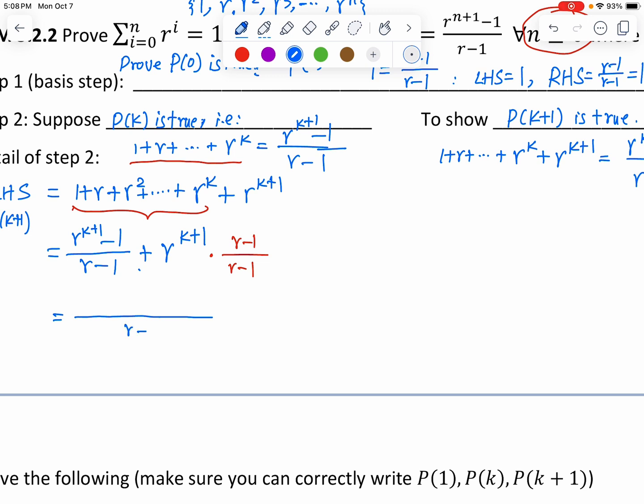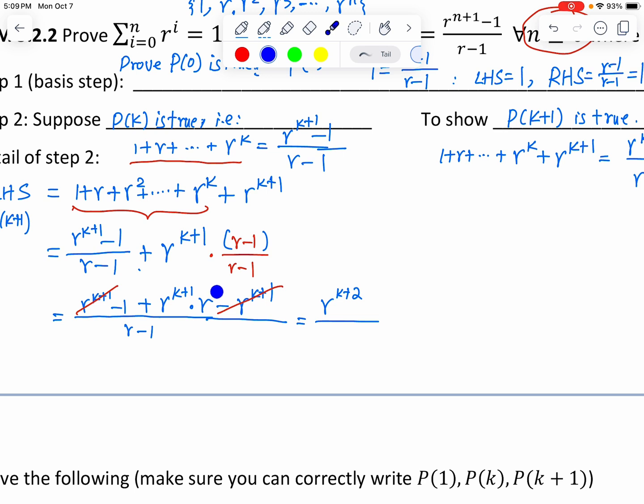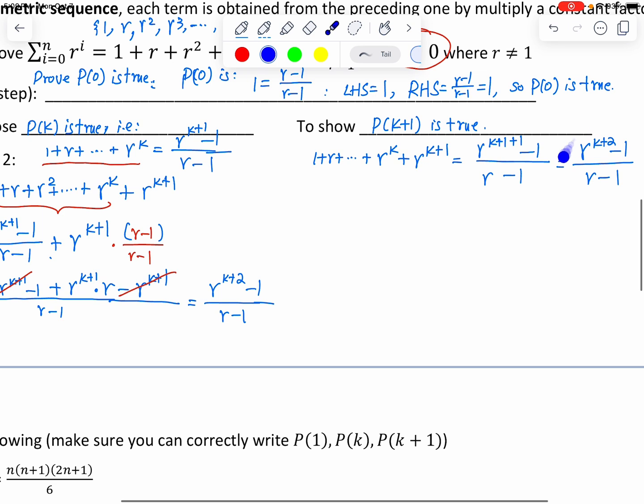So now I can actually combine, right? R minus 1 on the bottom. The top I have r to the k plus 1 minus 1 plus, let's multiply this out, distributing r minus 1 over r and 1, right? So let's expand it. It's going to be r to the k plus 1 times r, minus r to the k plus 1. Do you see that these two terms are actually equal? They cancel. So therefore, you have r to the k plus 2, because the power k plus 1 adds 1, so the power is k plus 2, minus 1 divided by r minus 1. Isn't this what we want to show, the right hand side of what we want to show, right? So it equals the right hand side, okay?